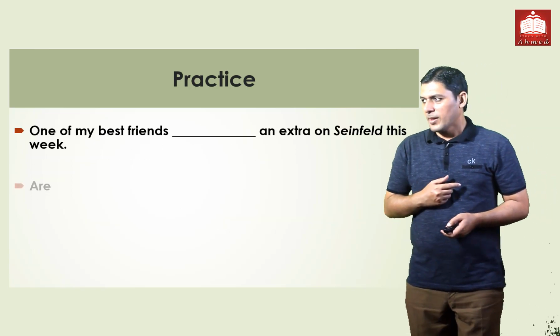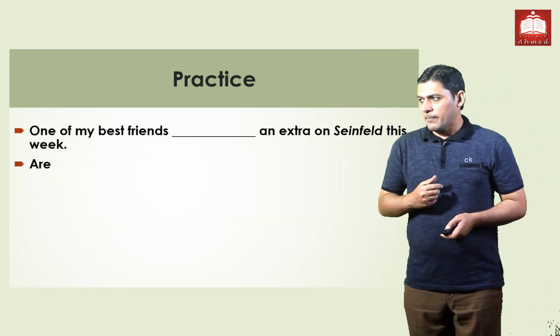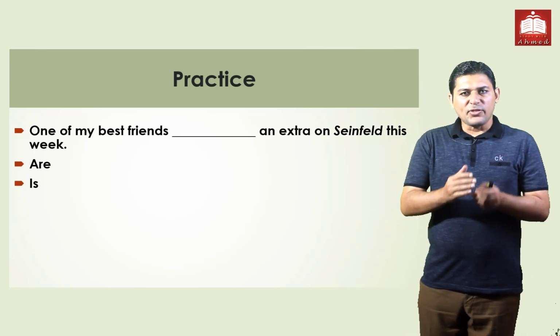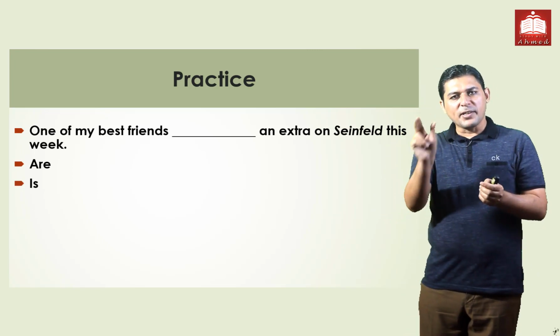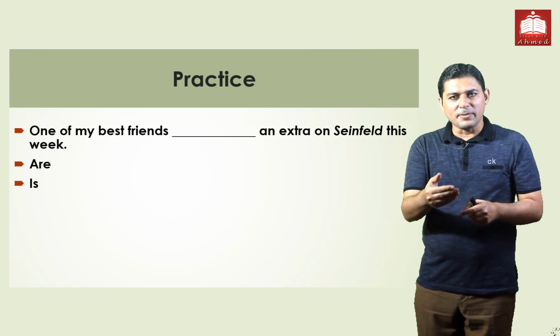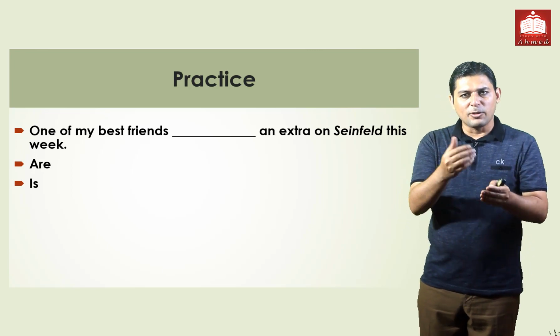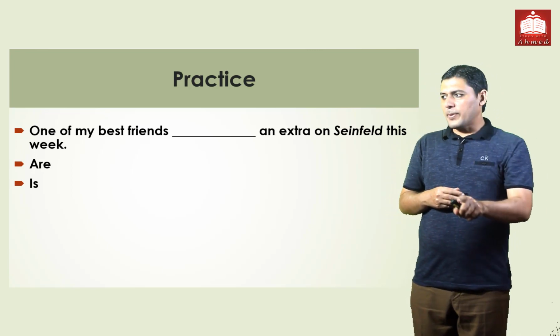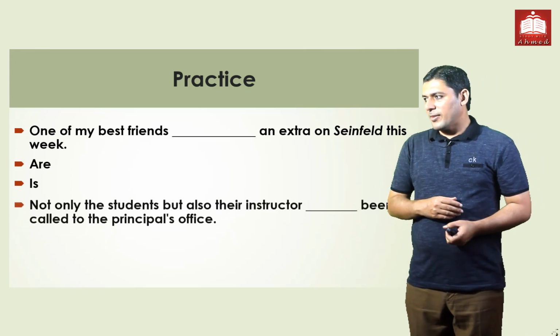ऑप्शन 2 भी है. One of my best friends. One of my best friends is singular, as we have discussed. My friends and one of my best friends, both are different. अगर लिखा होता my friends तो plural होता. One of my best friends singular, तो is use करेंगे इसके अंदर.